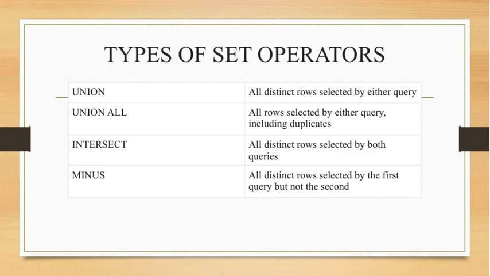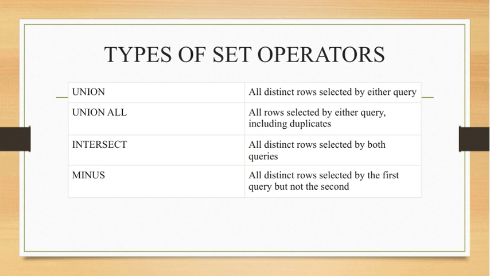Starting with union, this operator combines the results from two queries and returns all the distinct rows that appear in either one. Think of it as merging two datasets but removing duplicates to keep things clean. Next, we have union all, which is similar but includes all rows from both queries, even if some are duplicates. It's useful when we want to see the complete picture without filtering out repeats.